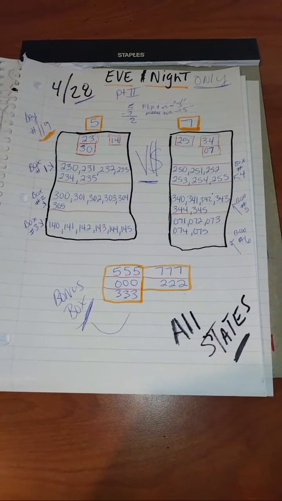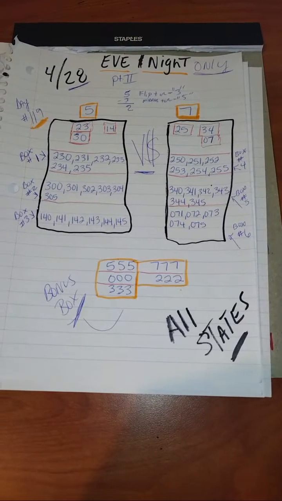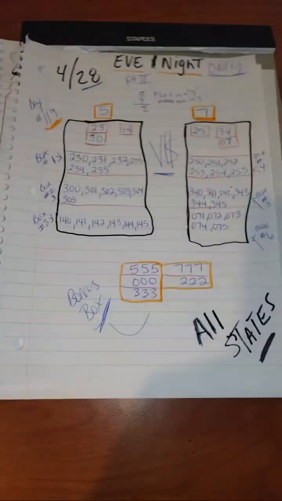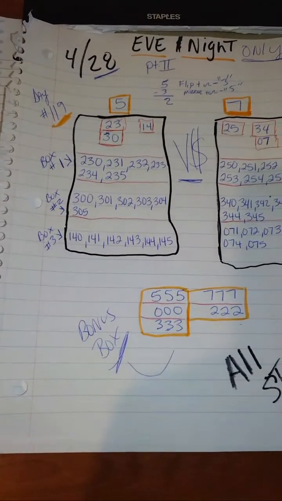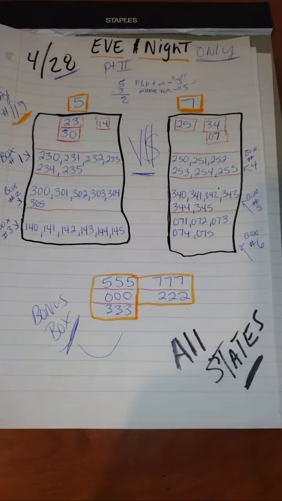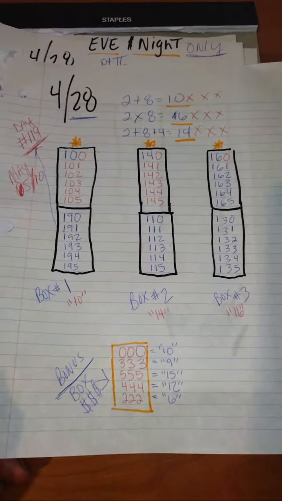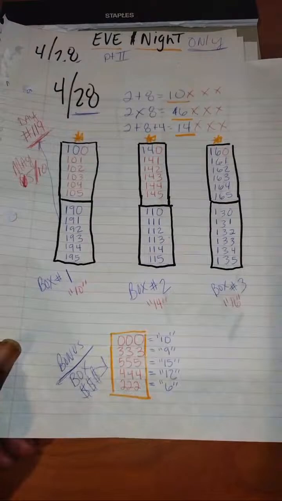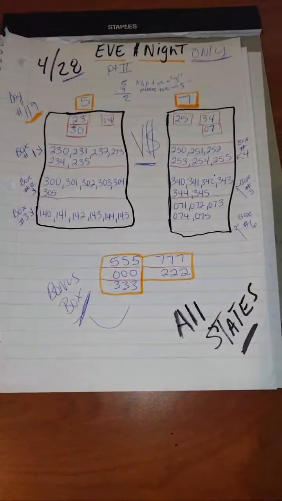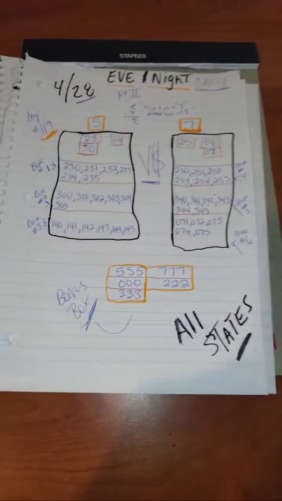So that's all I got for you right now. Good luck to you if you believe in luck. 5 versus 7. 10, 14, 16. We'll talk about it later, y'all.